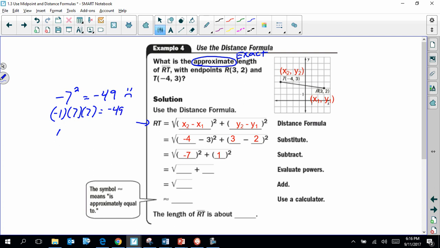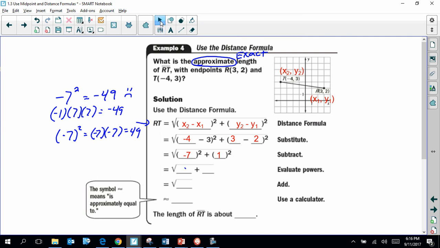Whereas if you tell the calculator negative 7 squared in parentheses, you're telling the calculator to take negative 7 and multiply it by negative 7. And that's how we're going to get a positive number. So whenever you square a negative number in your calculator, always make sure it's in parentheses. So that'll give me 49 plus 1, and when we combine those numbers underneath the radical, we get the square root of 50.